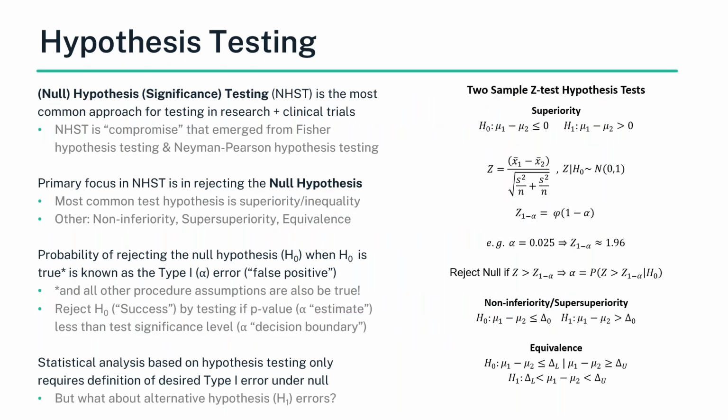So we can't really talk about power in its more traditional sense without talking about hypothesis testing. Null hypothesis significance testing, or NHST, is by far the most widely used paradigm for hypothesis testing in clinical research. Whether it should be or not, that's a very wide debate. There's lots of debate about this.